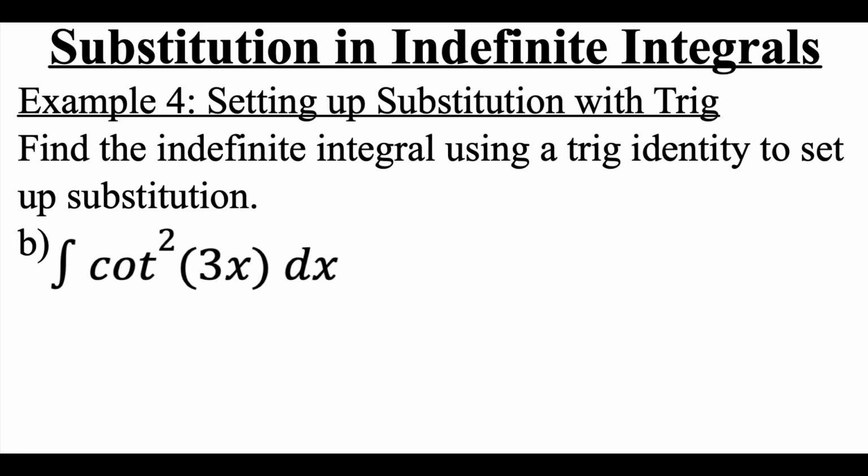As we look at this example, we've got the integral of the cotangent squared of 3x dx. We're going to use a Pythagorean identity right away here. Cotangent squared can be turned into cosecant squared minus 1. So this will say the integral of the cosecant squared of 3x minus 1 dx.